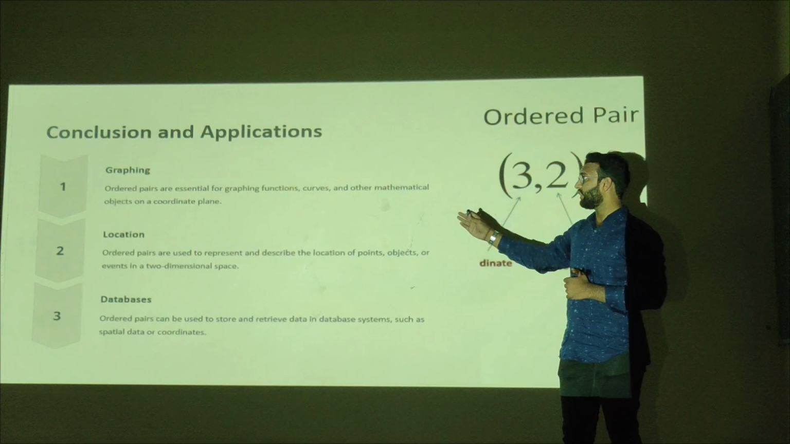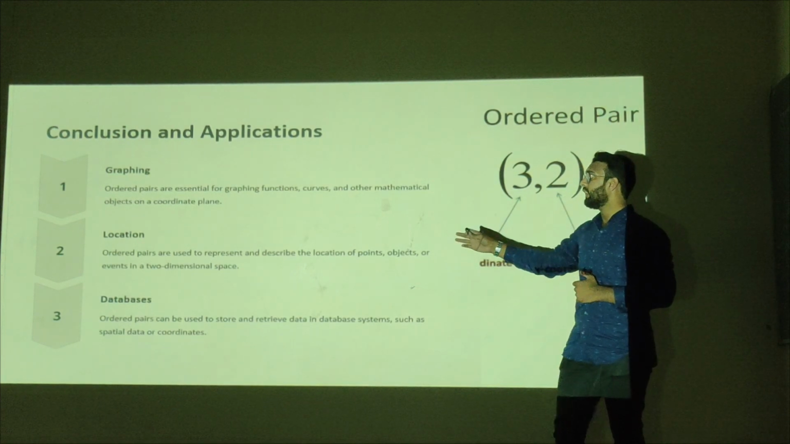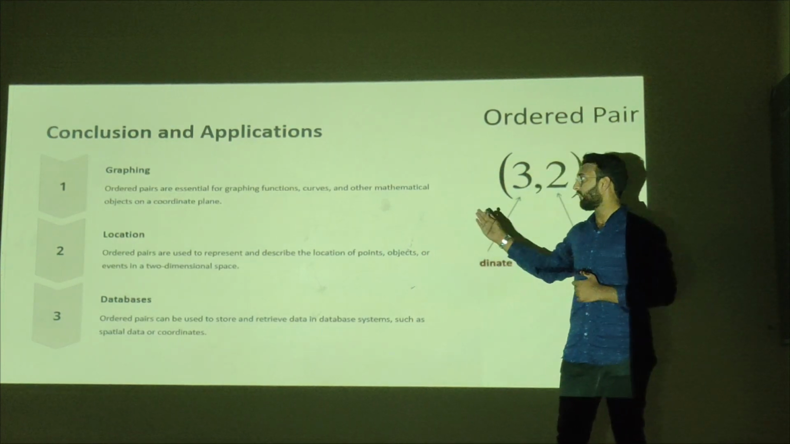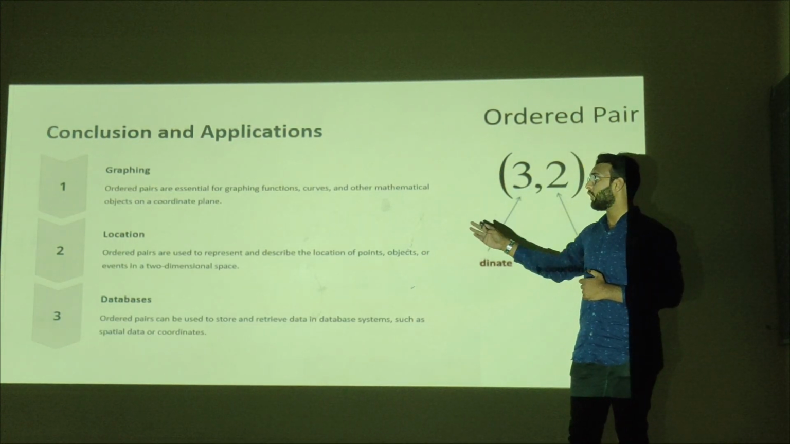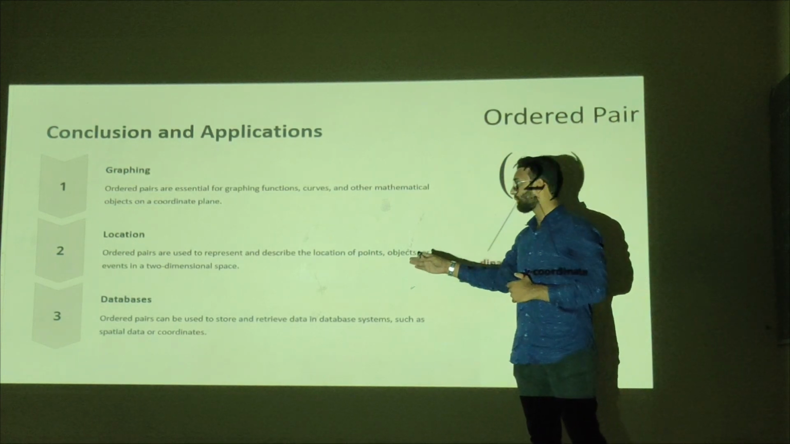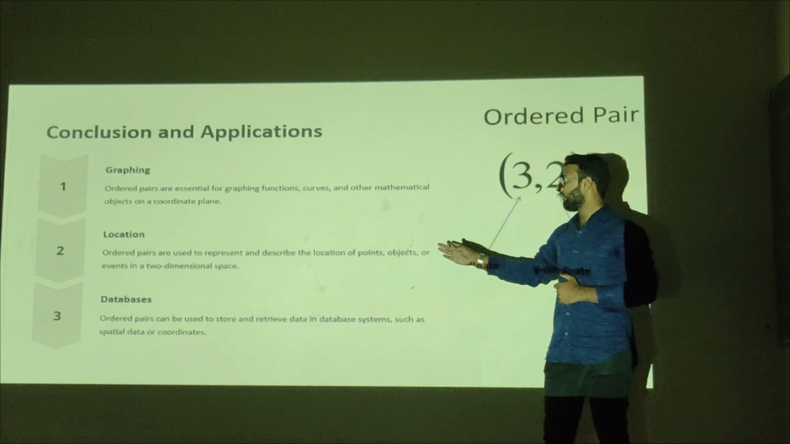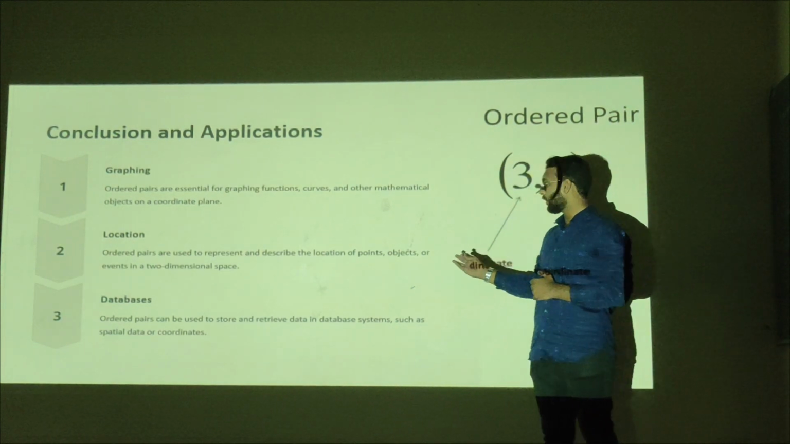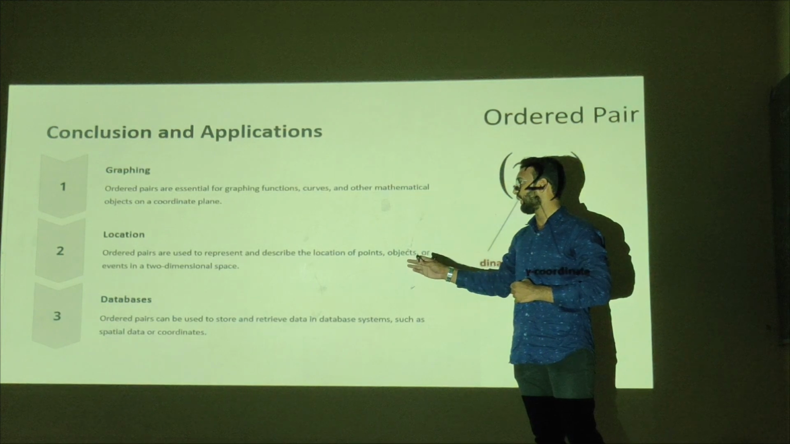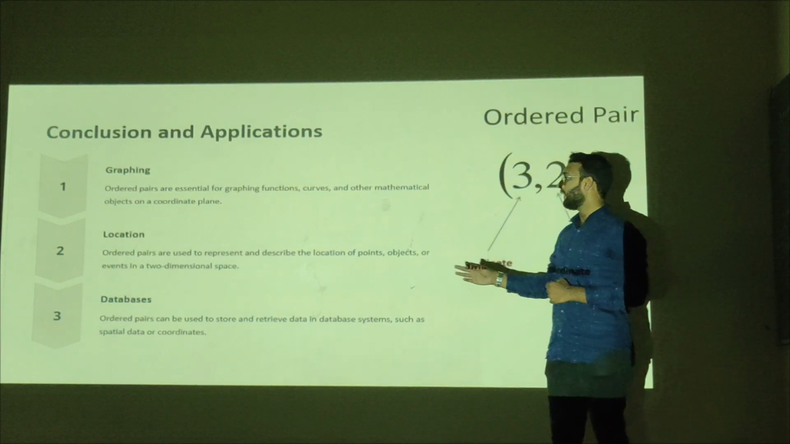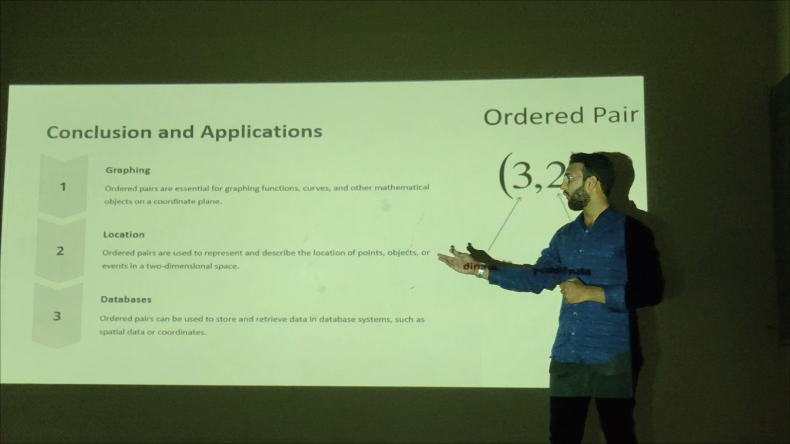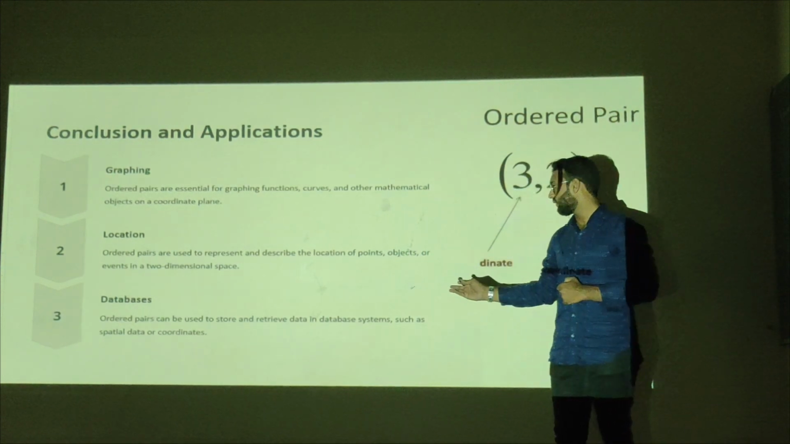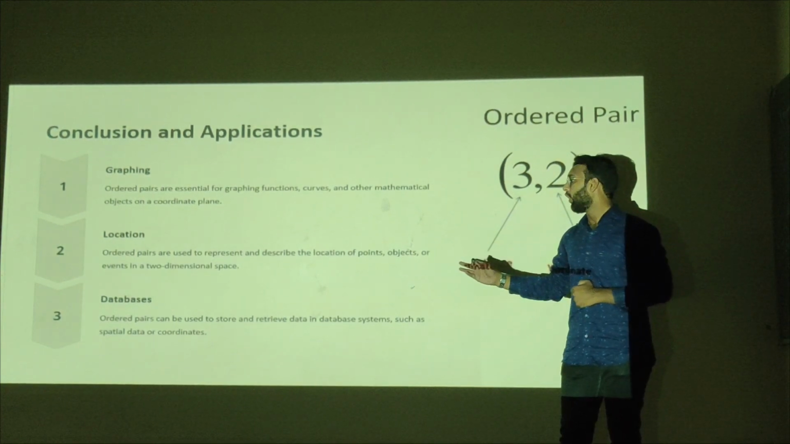Thirdly, we have the applications of computer representation of sets. First is graphing, where ordered pairs are essential for graphing functions, curves, and other mathematical objects on a coordinate plane. Second, we have location, where ordered pairs are used to represent and describe the locations of points, objects, and events in two-dimensional space. Thirdly, we have databases, where ordered pairs are used to store and retrieve data in database systems, such as spatial data or coordinates.